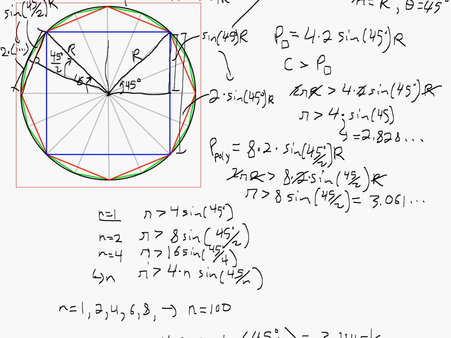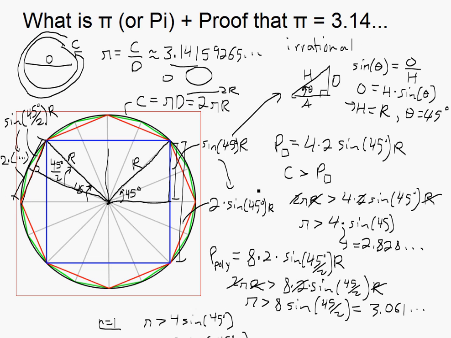Well, there you have it. So that's the proof of pi as a constant equals 3.14.